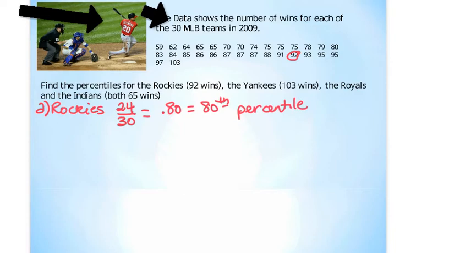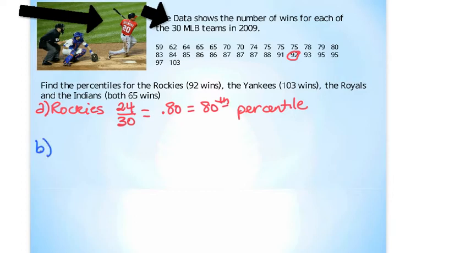So for the Rockies, to find the percentile, I'm going to take 24, which is the places below 92, and divide it by 30, the total number of teams. And I get 0.80, which is the 80th percentile, because 80% of the teams had fewer wins than they did. It was a good year for the Rockies. Not so much this year, I don't think.